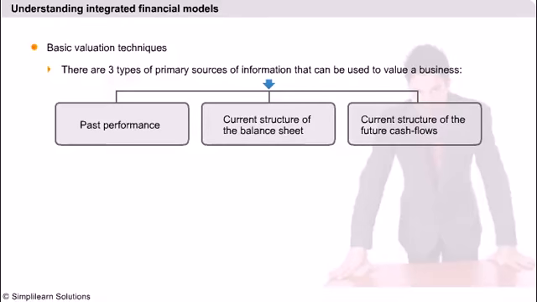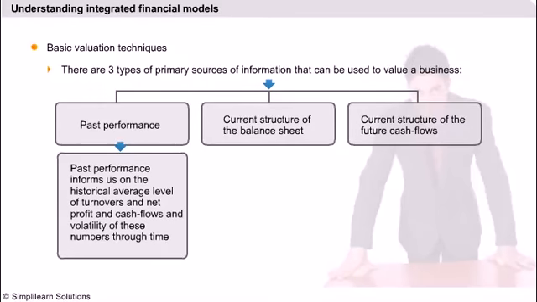There are three types of primary sources that we can use when trying to give a value to a business. The first source is the past financial performance. This means, for example, the revenues from sales in the recent years, the level of profit when related to sales, the capacity to serve debt interest, and so on.